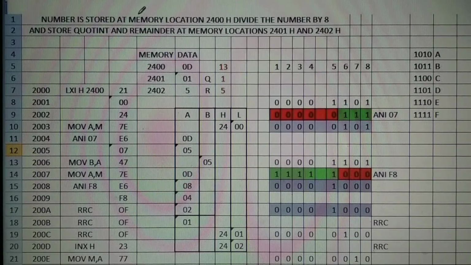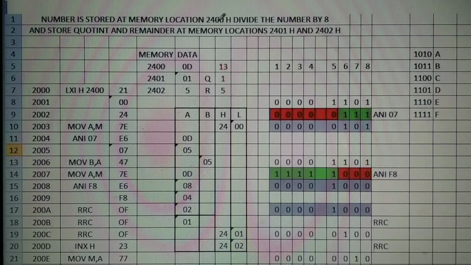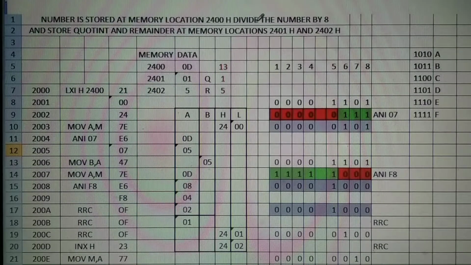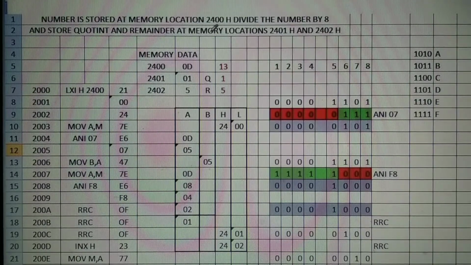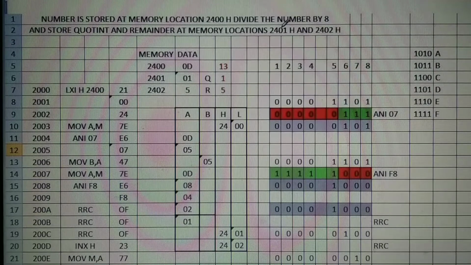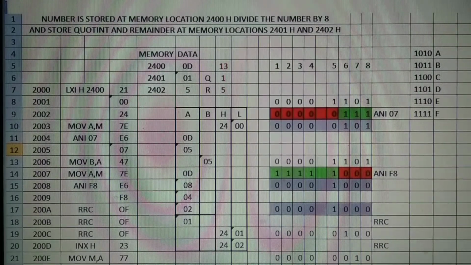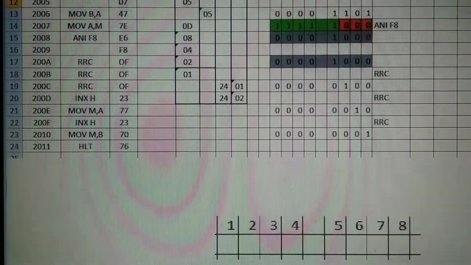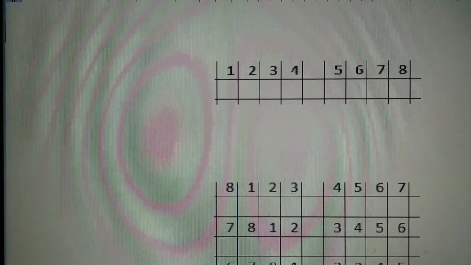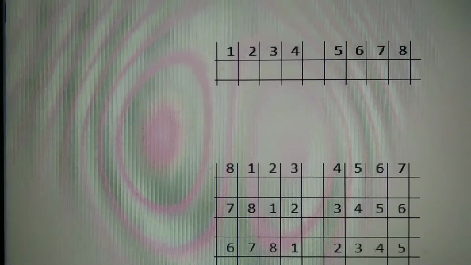A number is stored at memory location 2400H. Divide the number by 8 and store the quotient and remainder at memory locations 2401H and 2402H. You have to write this program using rotate and AND instructions. To understand the logic, let's go for a specific example.